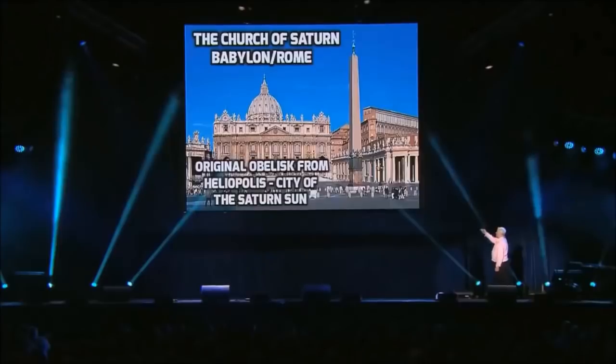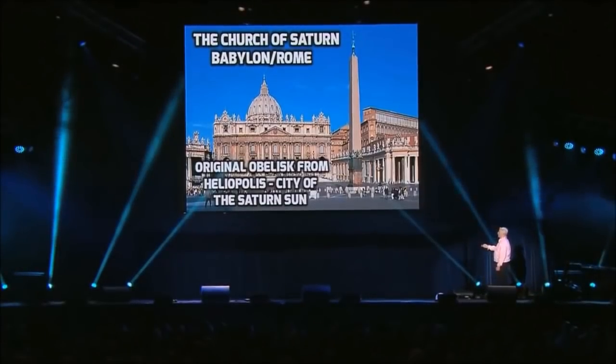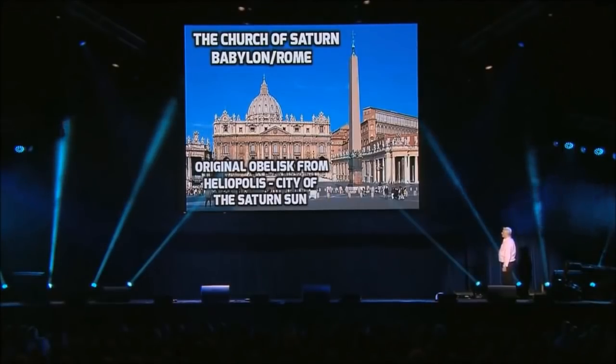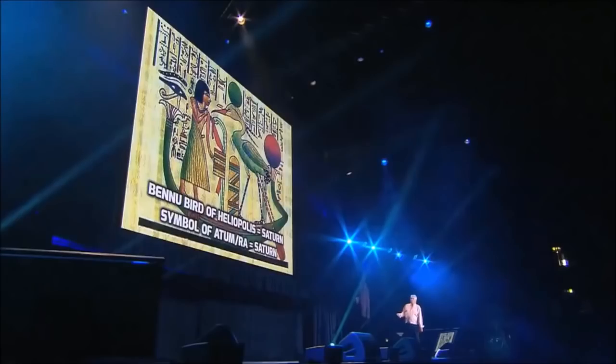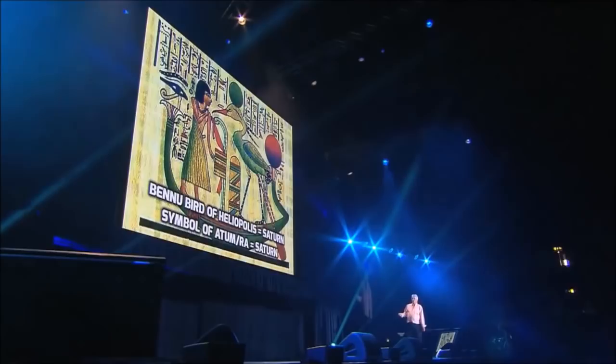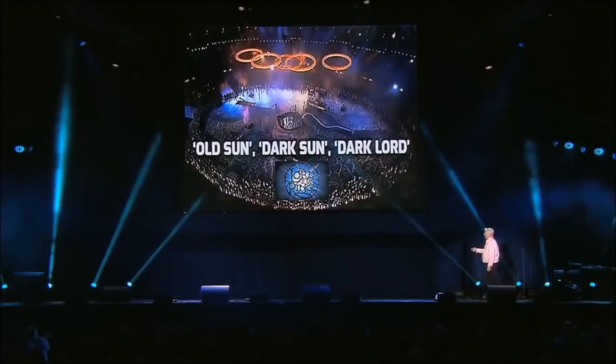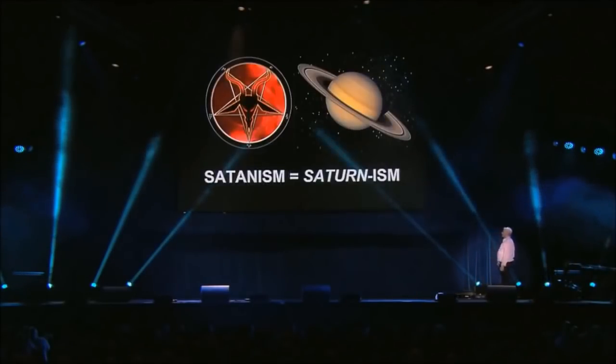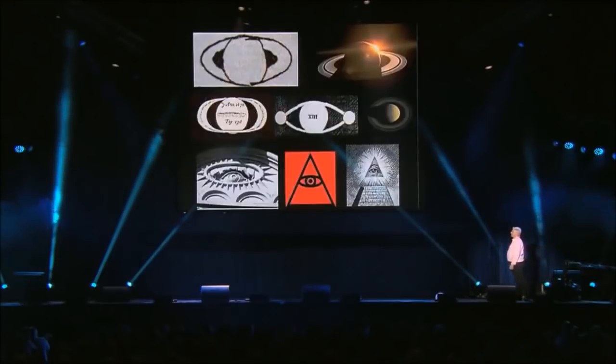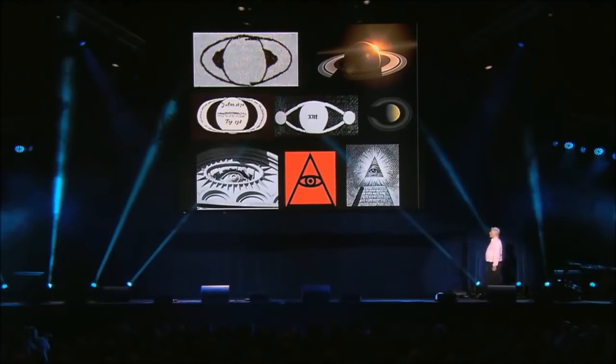And what are the chances of this if that is the Saturn sun, Helios, Heliopolis? This obelisk in St. Peter's Square is an original obelisk put there from Heliopolis, I would say the city of the Saturn sun. And I've been saying for years and years that the Roman church is worshipping Saturn. The Bennu bird of Heliopolis was symbolized as Atum Ra. Both symbolized Saturn. And the Bennu bird became the phoenix, which became the eagle, as Freemasonic historians talk about. They worship Saturn as the old sun, the dark lord, and the lord of the rings. Later, Satanism is Saturnism. And it's also symbolized as an eye.